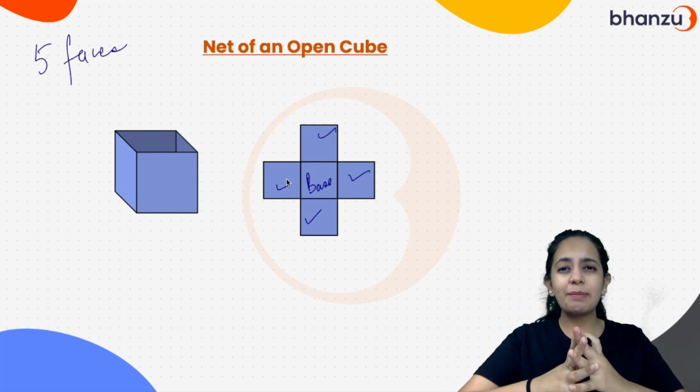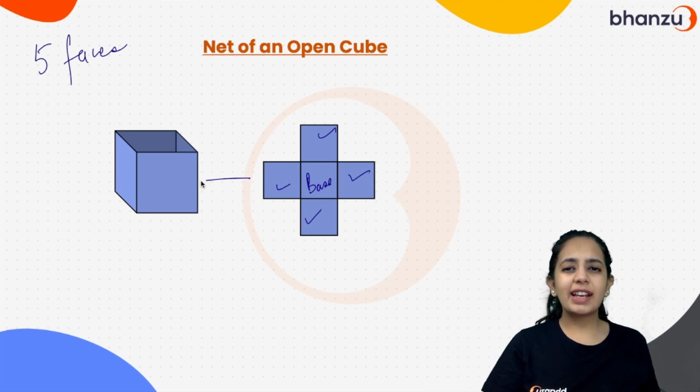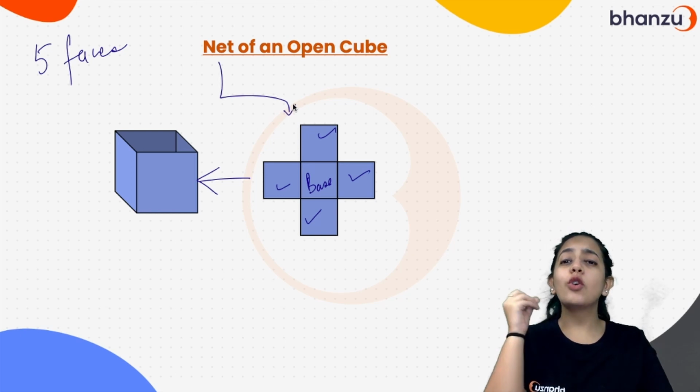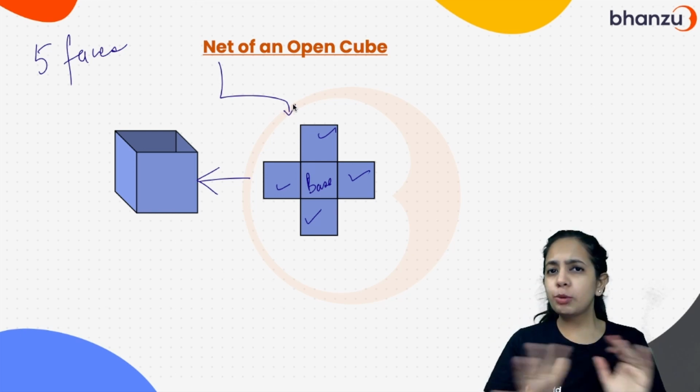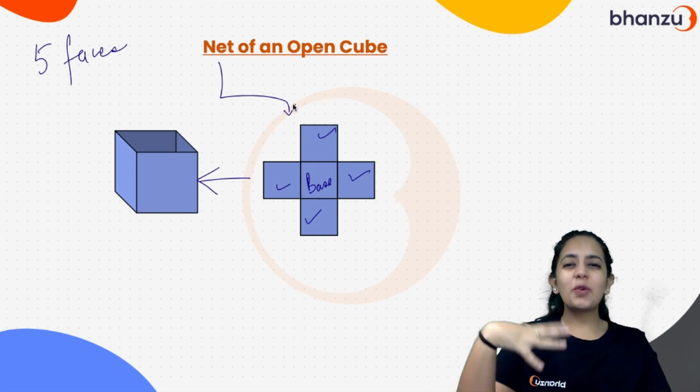If you bring it back together, you're going to see an object like this, and we call it an open cube. So this, my dear, is the net of an open cube. Alright, now the cube is done. Understood? Now let's move on to the cuboid.